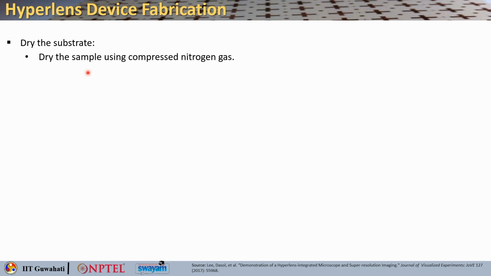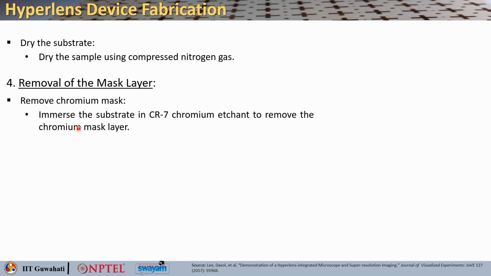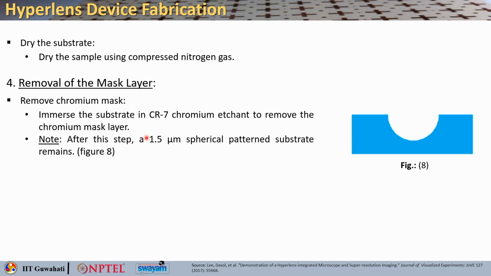The next step would be to dry the substrate. You can dry the substrate using compressed nitrogen gas, and finally you remove the mask layer because the formation of the hemispherical well is done. So, you remove the chromium mask. For that you immerse it in CR7 chromium etchant that will remove your chromium mask layer. So, you got rid of the mask.